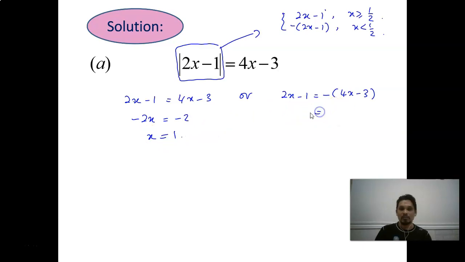Then, what about here now? 2x minus 1, negative times 4x, negative 4x, negative times negative 3, positive. So, 2, negative 4x, bring it to the left side, become positive. So, 2x plus 4x, 6x. Negative 1, bring it over, become positive. So, 3 plus 1 equal to 4. Then, x equal to 2 over 3.